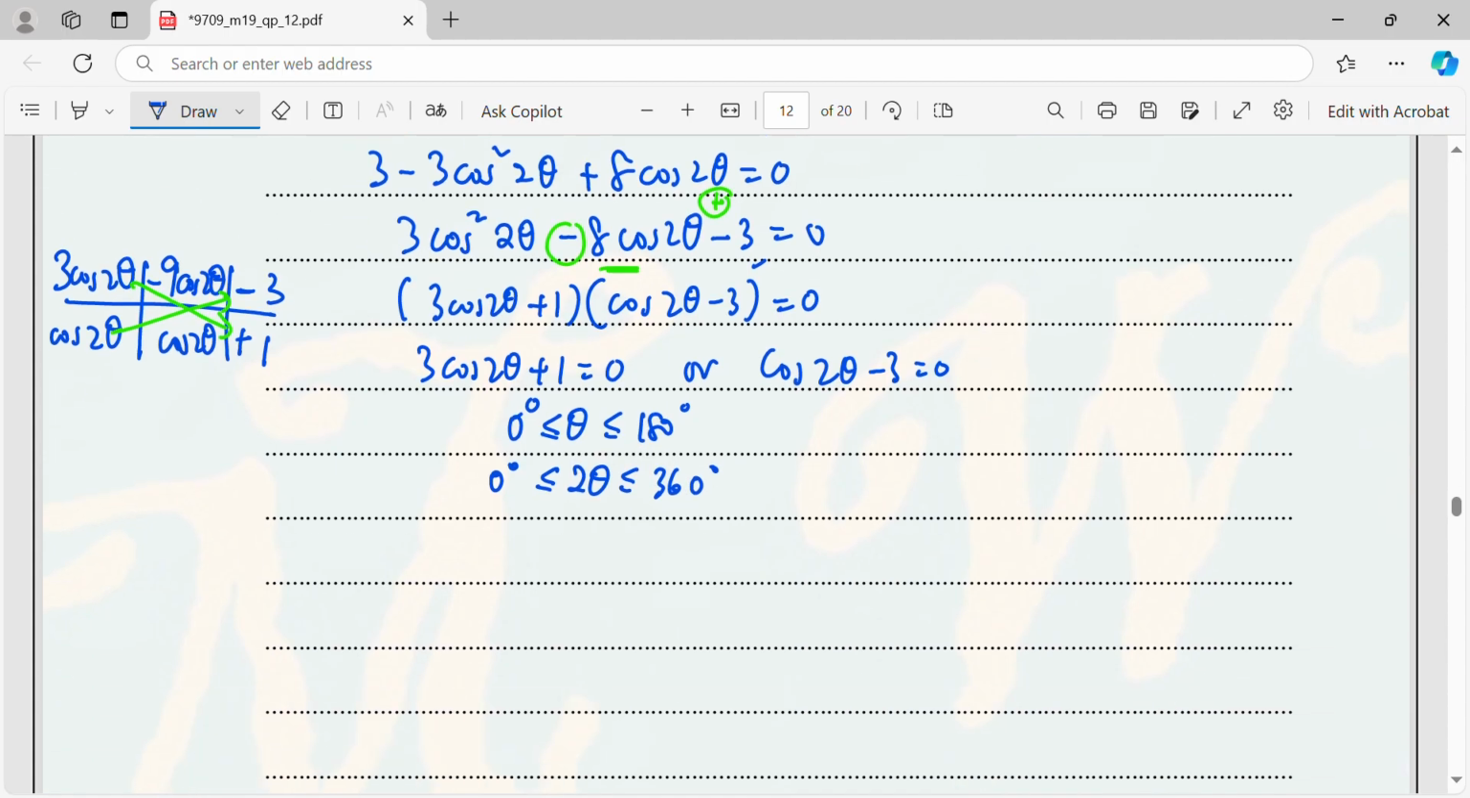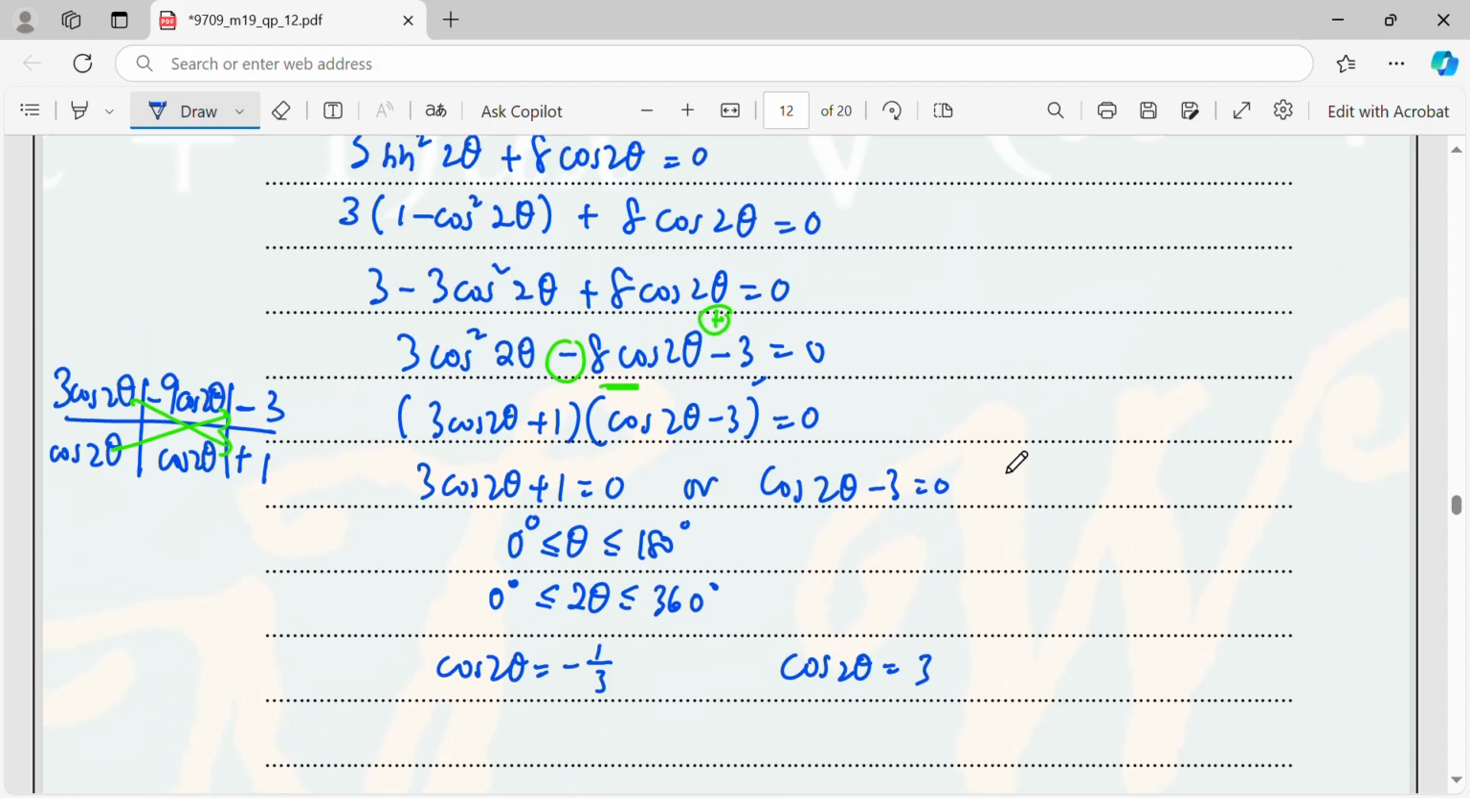Right? That means now here, the first one I will write cos 2 theta is minus 1 over 3. The second one is cos 2 theta is 3. So we know that cos maximum is 1, right? Okay, let me check my expansion.